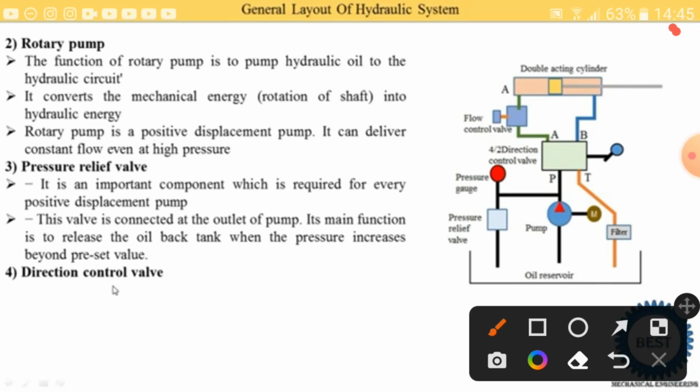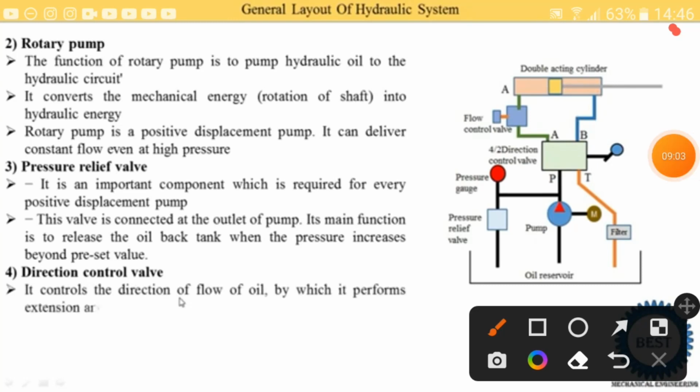It is not necessary that the oil coming out of the pump is supplied to only one single system. Here we use a double acting cylinder, so we need to supply the oil in two directions, either through pipe A or through pipe B. How the oil goes is decided by the direction control valve. Sometimes oil is supplied through pipe A, sometimes through pipe B. So it controls the direction of flow of oil, by which it performs extension and retraction of the actuators.